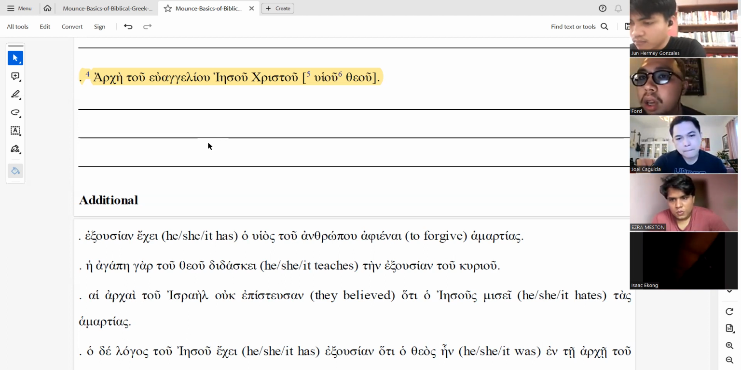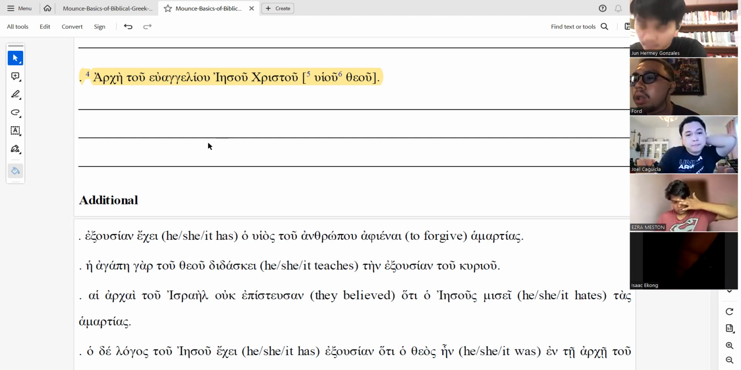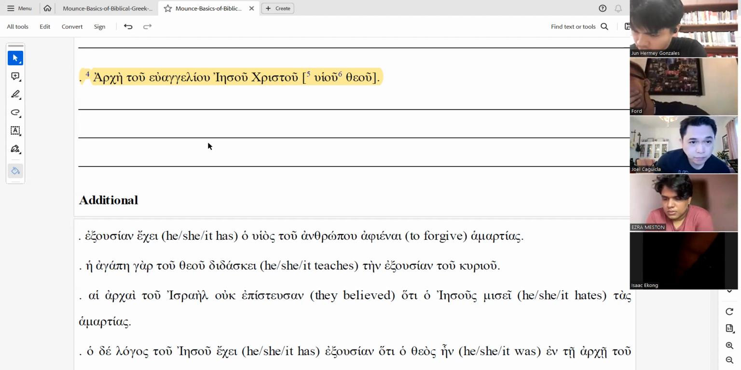If you could recognize this, this is Mark 1:1. But don't open your Bibles. This is Mark 1:1. Pastor Isaac. RK. And then the Greek word which is related to evangelism. Pastor Isaac.